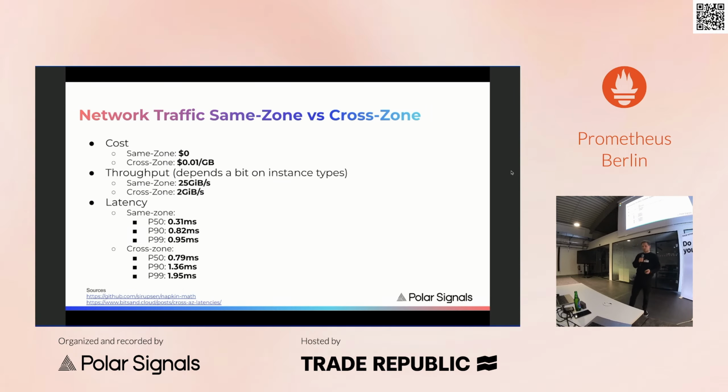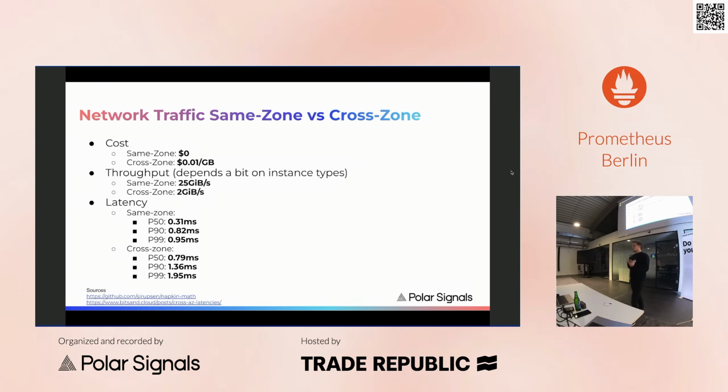And same zone, if your machines are in the same data center, basically, they don't charge you any money or anything for that traffic. But if you go between data centers, basically, they're going to start charging you. So I think this might be for GCP, but I think it's pretty similar on AWS, Azure, and a bunch of other cloud providers. There's also throughput limitations, so same zone is quite a lot faster compared to cross zone, and then obviously latency as well, where you get way faster latencies in the same zone than cross zone.